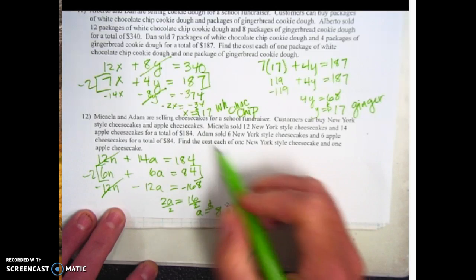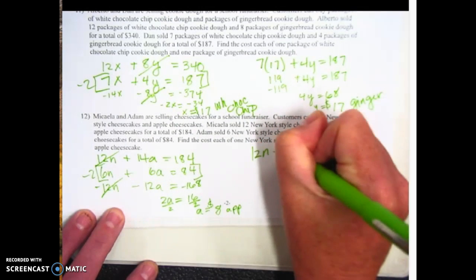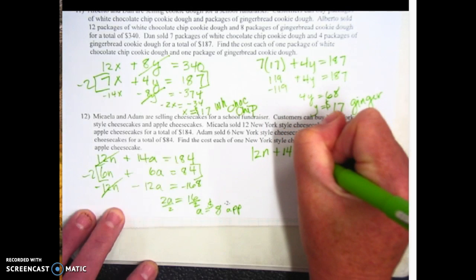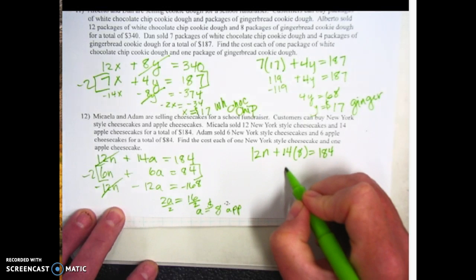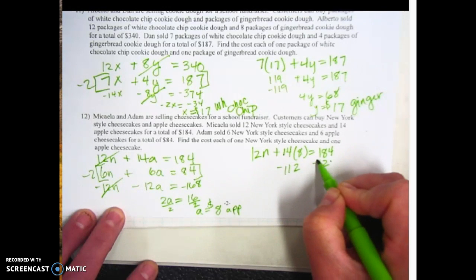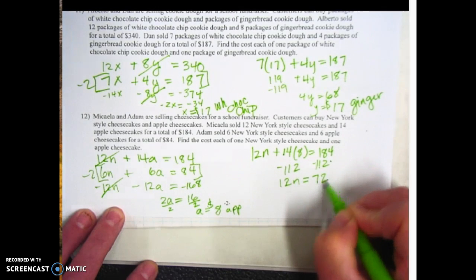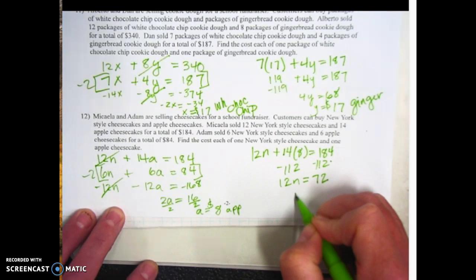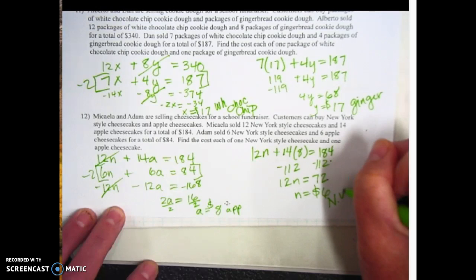I'm going to plug that 8 into the first equation. So I have 12n plus 14 times 8 equal to 184. Multiply that out on the calculator. I got 112, so subtract 112 from both sides. You get 12n equals 72. Divide both sides by 12. I got n equals 6. And it's $6 for the New York cheesecake.